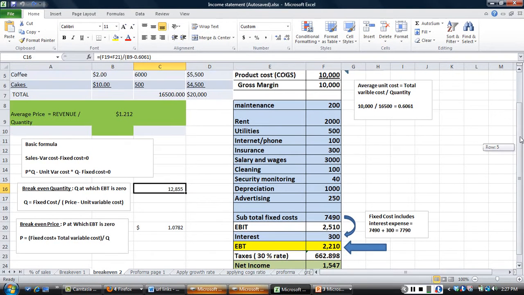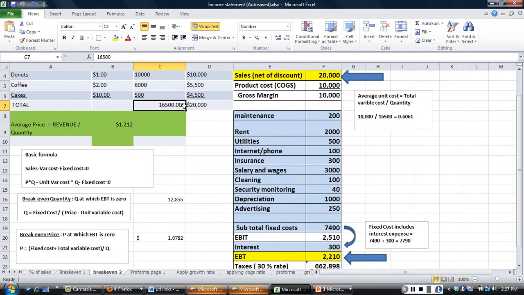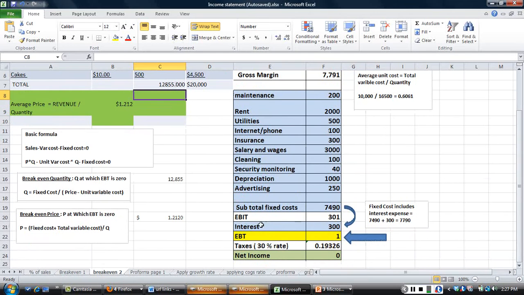So let's say I change the quantity to 12,855, that's what we calculated the quantity has to be. If I do that, you will see that our earnings before taxes is 1, so it's almost 0. That means at this quantity, 12,855, if I lower the quantity, I will be basically at a break-even point.